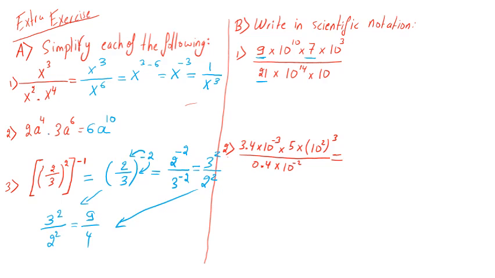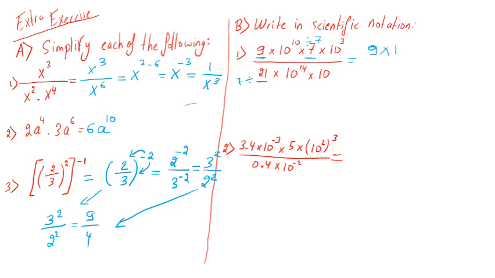Example, 9 times 7 over 21. If we can simplify before multiplication, we simplify. 21 and 7, we can divide here by 7 and here by 7. 21 divided by 7 equals 3. 7 divided by 7, it is 1.